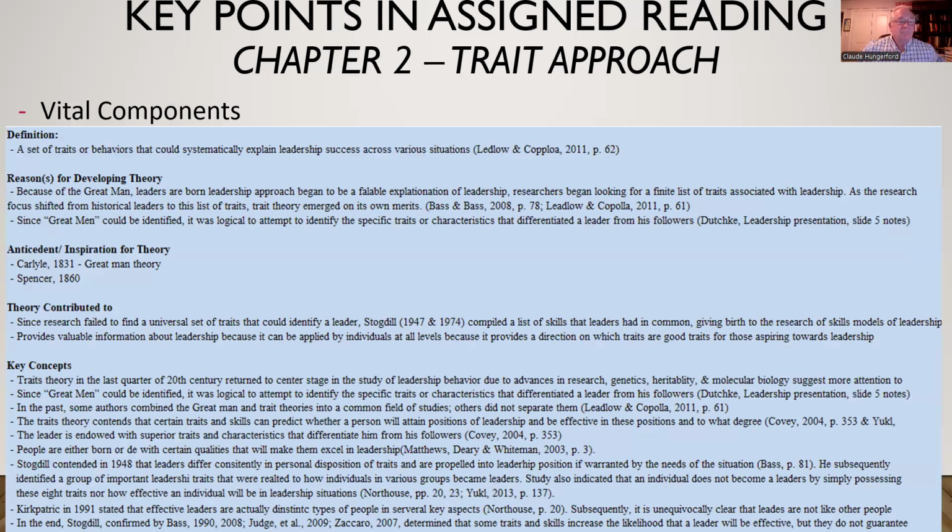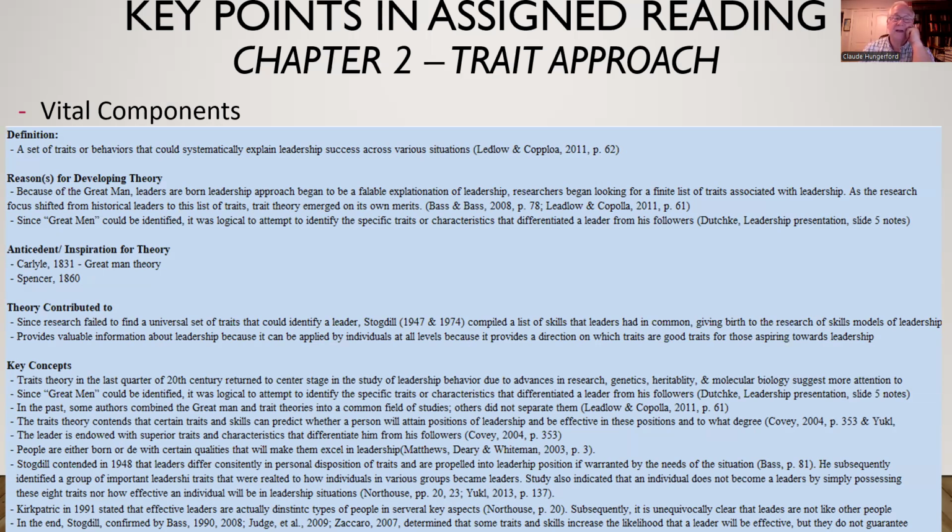So the definition, basically a set of traits or behaviors that can systematically explain leadership success across various situations. This is from Ledlow and Coppola. Reasons for developing the theory, so pretty much already talked about the great man. And the antecedents, this is going to be important.